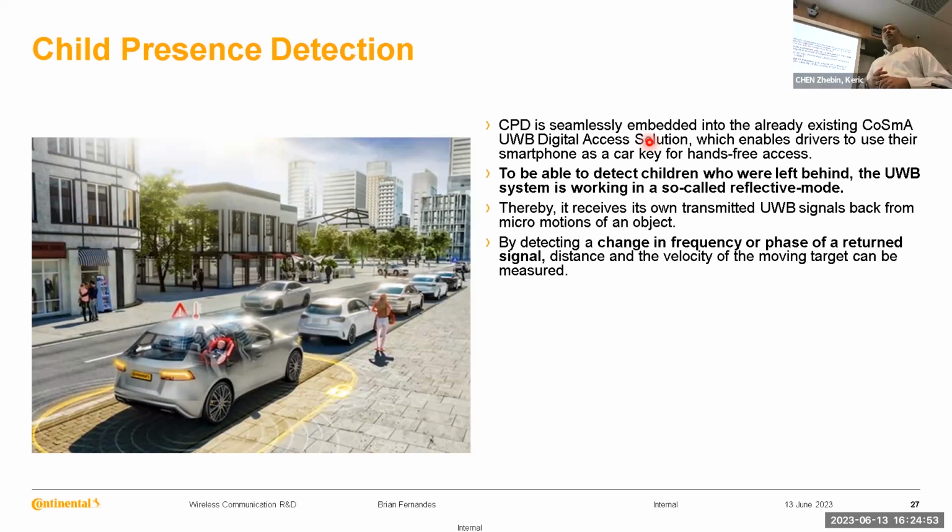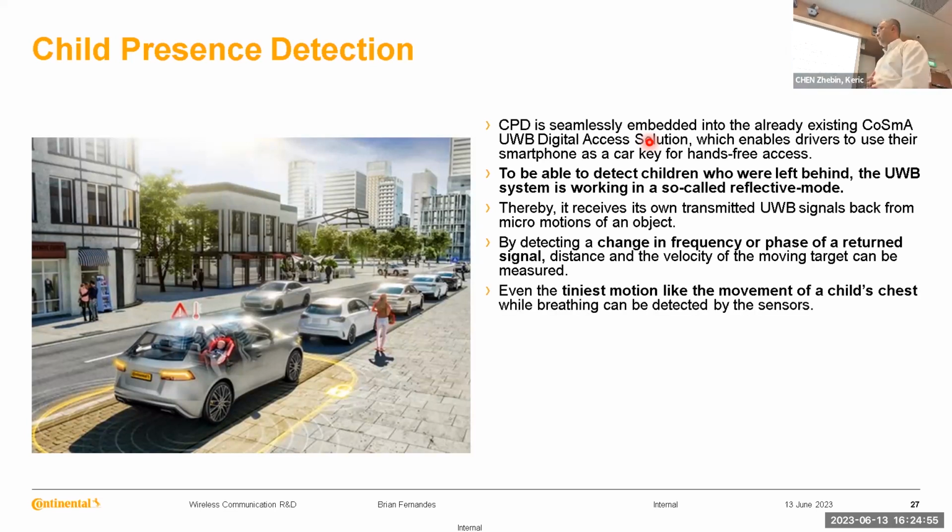And we use UWB vehicles to identify micro motions inside the vehicle, using the frequency or phase of the signal to understand whether there is even the tiniest motion. For example, the baby is breathing, to identify whether the person inside the vehicle is a child or an adult.